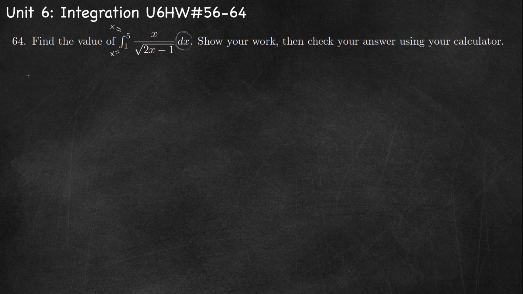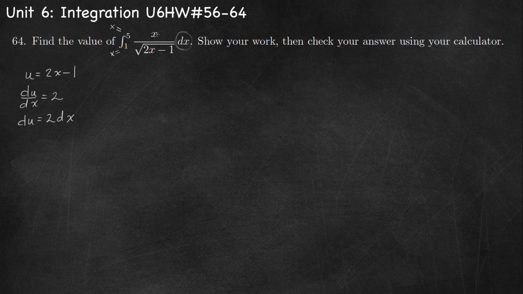So let's decide on our u. We'll try u equals what's inside the square root, 2x minus 1. Then I'll take the derivative of that. So the derivative of u with respect to x is just 2. And if I multiply both sides by dx, I get du equals 2 dx.